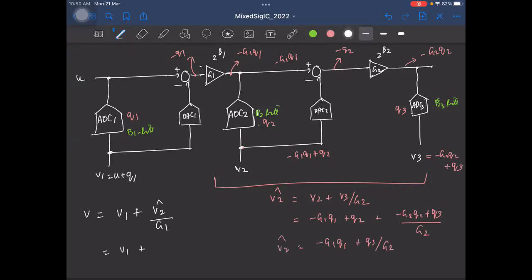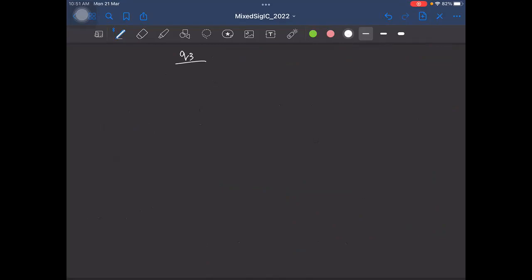So I'll simply put it here. So what do I get? V2 hat is minus G1 Q1 plus Q3 by G2, divided by G1, right? And V1 is simply the input plus Q1. So from this you see that Q1 goes off, right? And you are left with Q3 by G1 G2. Is that okay? Fine. So the output we saw is Q3 by G1 G2, right?